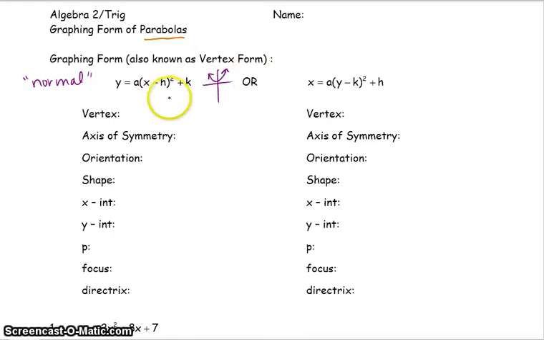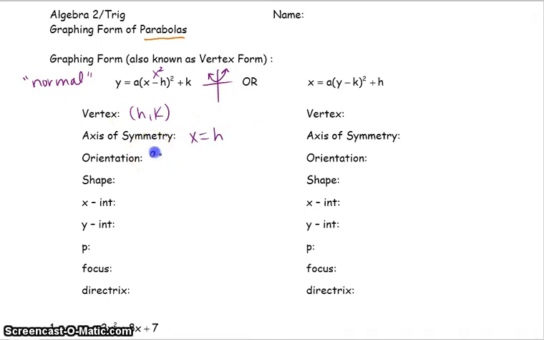So this is our normal graph, and we recognize that our x is being squared here, whereas in our other equation, our y is going to be squared. So the first little bit is just a review. The vertex is h comma k. The axis of symmetry is x equals h.